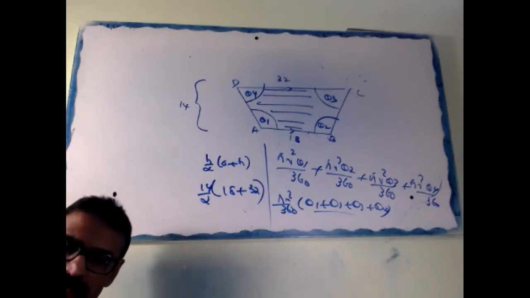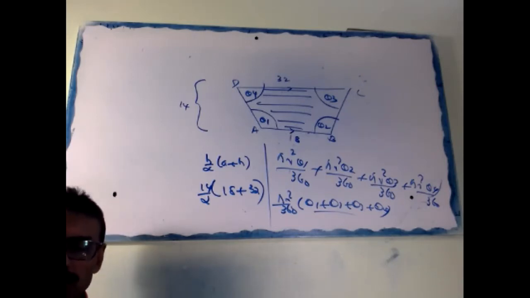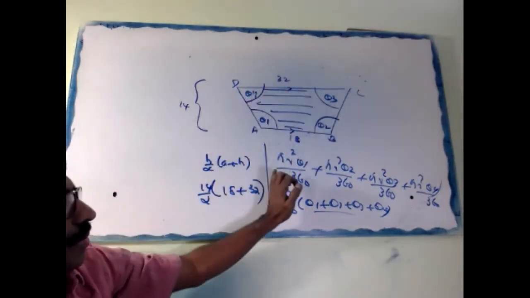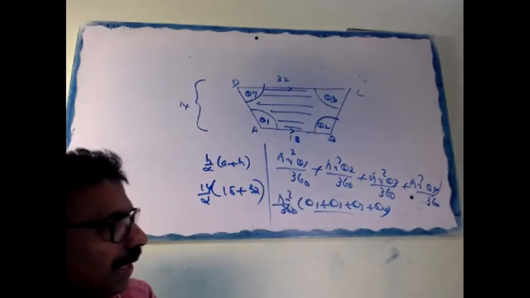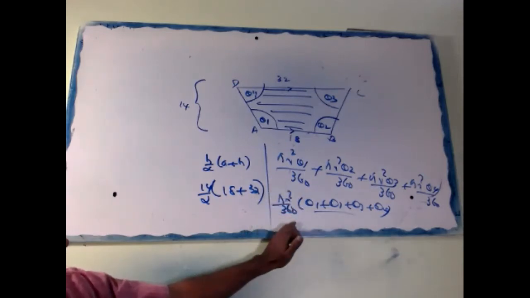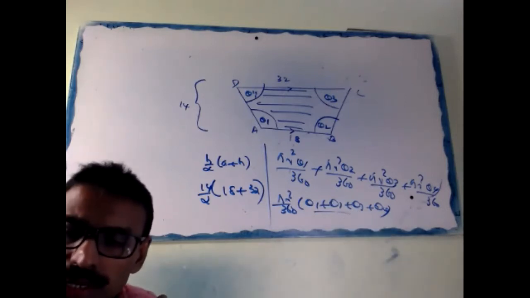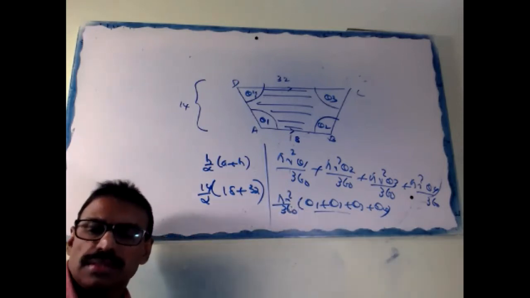First, find the area of the trapezium: h by 2 into a plus b. Then find the area of the four sectors. Mark the angles theta 1, theta 2, theta 3, theta 4. Pi r square theta 1 by 360, pi r square theta 2 by 360, pi r square theta 3 by 360, pi r square theta 4 by 360. Pi r square by 360 outside, theta 1 plus theta 2 plus theta 3 plus theta 4 is 360, by the angle sum property of a quadrilateral. Then just pi r square. Then the answer is 196. Clear now?